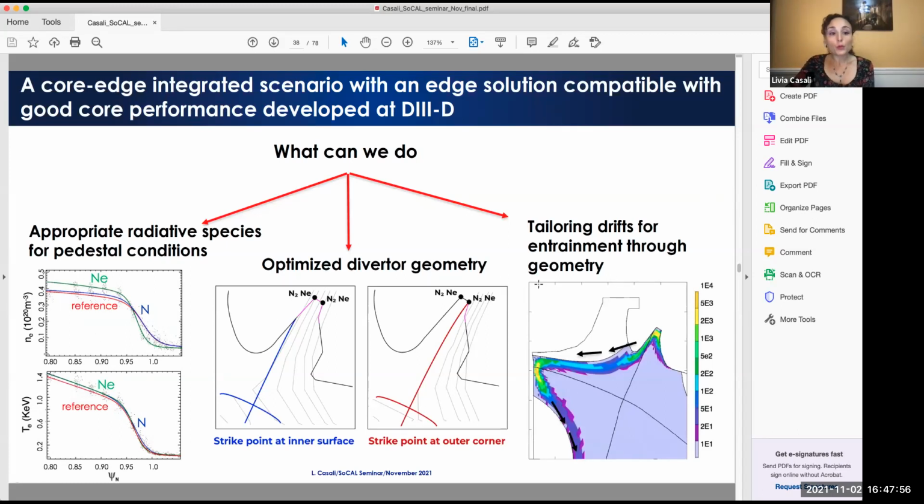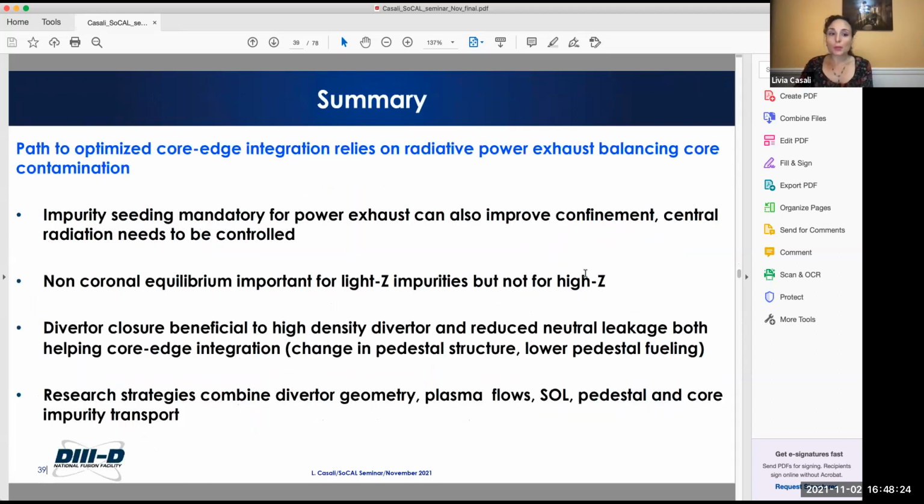We put together a core edge integrated scenario with an edge solution compatible with good core performance. And so what we can do, for instance, we shown here that we can choose an appropriate species for pedestal conditions. We can choose and optimize a divertor geometry, or we can also tailor the drift for a particle entrainment. To summarize here, the path to an optimized core edge integration relies on radiative power exhaust balancing core contamination.